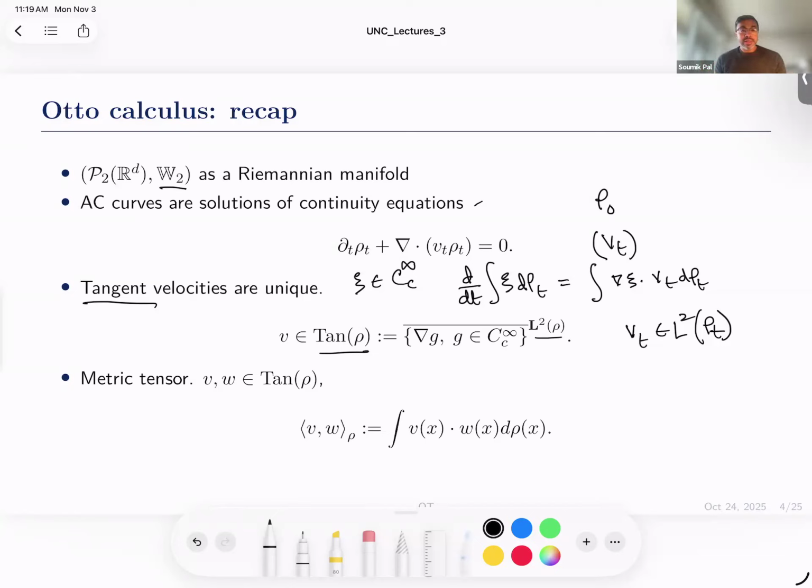Now, the metric tensor in this Wasserstein space, just like in the case of the Riemannian manifold, is given by an inner product. Now we are dealing with functions. So V is some R^d-valued function, W is some R^d-valued function. At rho, the metric tensor, this is how I measure the angle, is given by the dot product of V(x) dot W(x), and then you integrate with respect to rho(x). Or in other words, this is nothing but the L2 inner product of V and W, the L2 inner product at rho. Okay, so that's my metric tensor.